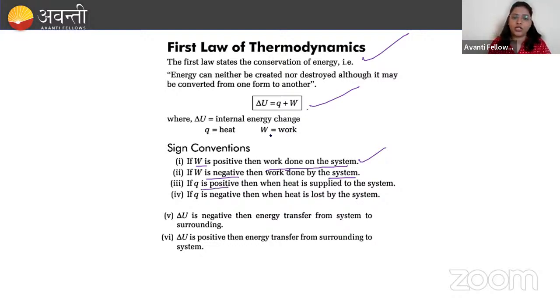If Q is positive, then heat is supplied to the system. And when Q is negative, then heat is lost by the system. So these are the sign conventions we need to consider here.